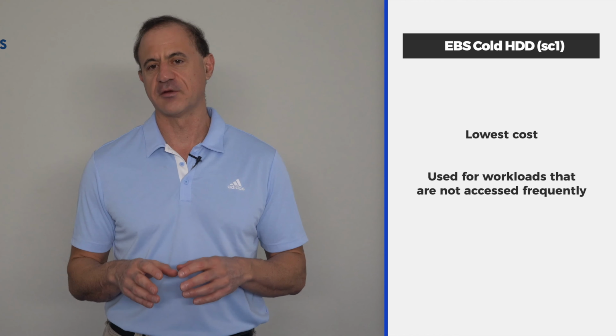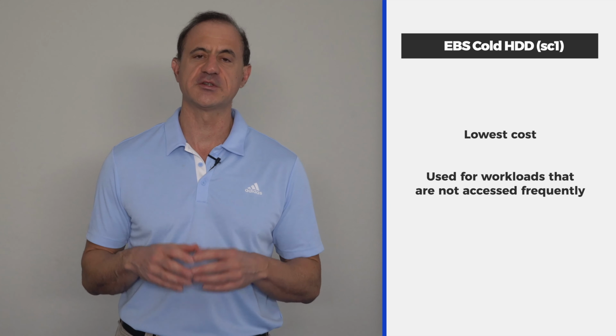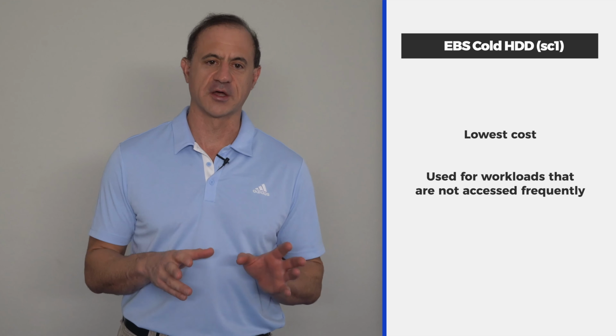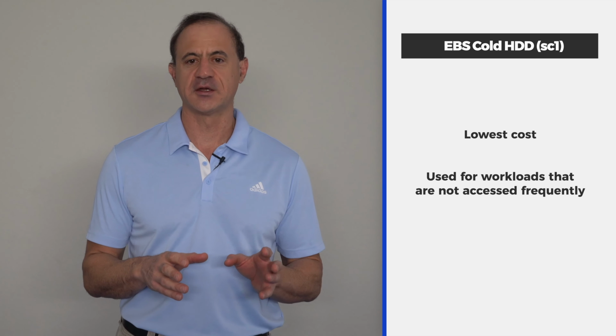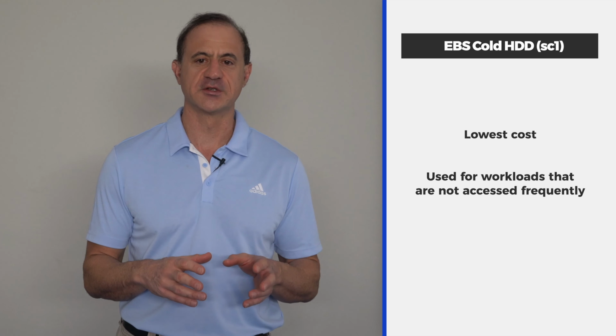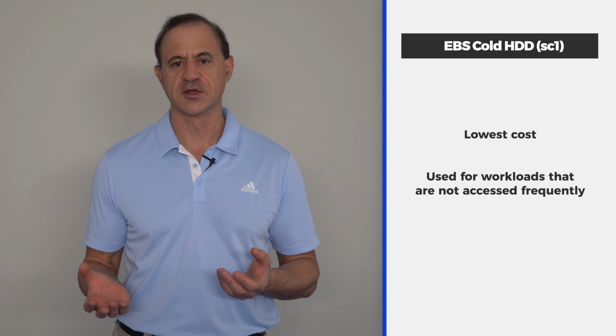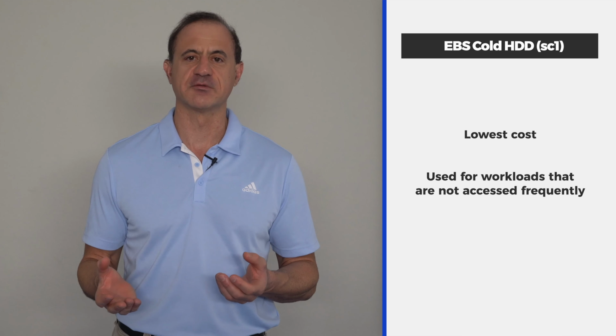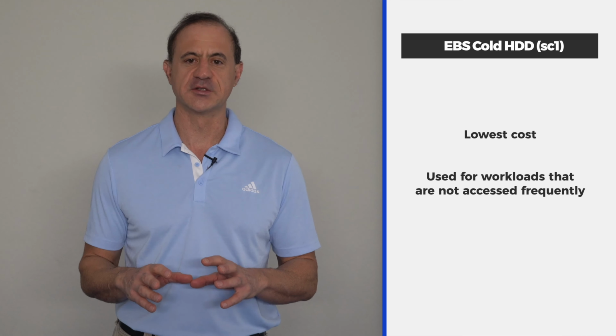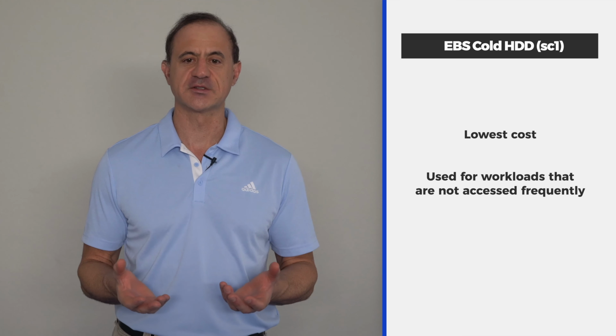And the last volume type we'll talk about is EBS cold hard drive. And they refer to that as SC1. Now this is really low cost storage. And it's also low performance storage. So you're going to use this for workloads that are not frequently accessed. But it's good to know that you have an option for inexpensive storage that can be mounted to the system for workloads that are not needed that frequently.